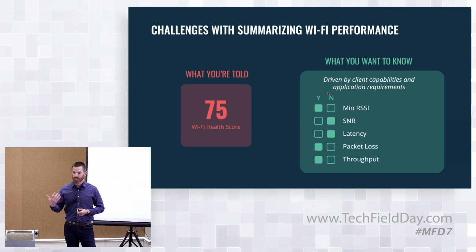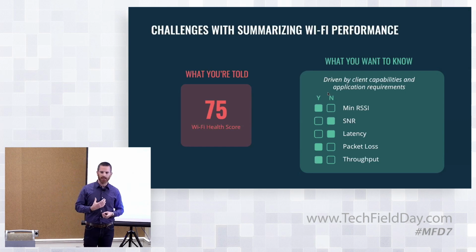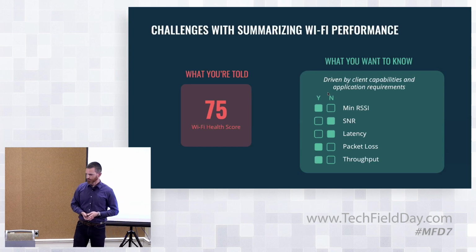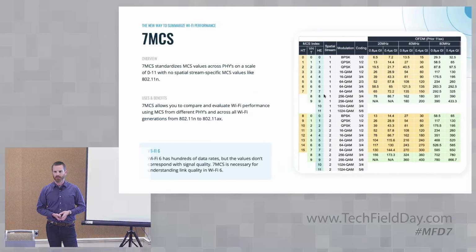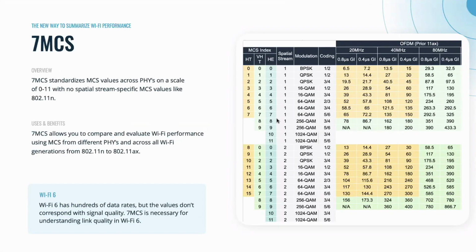What I want to know is, are the design criteria I have being met? Do we have the SNR, and is packet loss, latency, and throughput acceptable? And on down the list of design requirements. There's a challenge there because validating all that isn't as simple as giving a simple health score. So something that we've been using and talking about a lot is the MCS index.